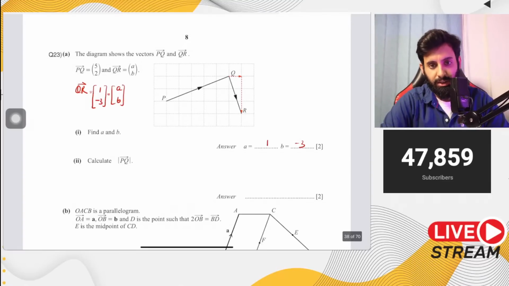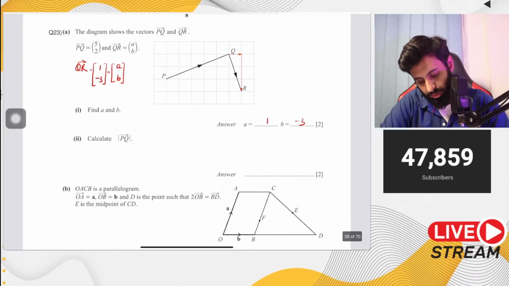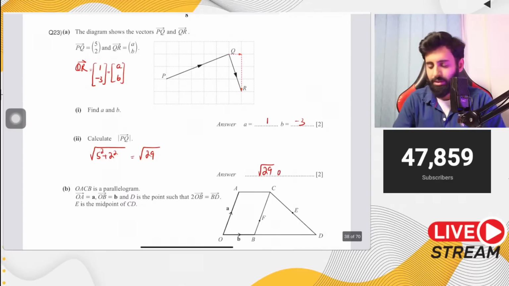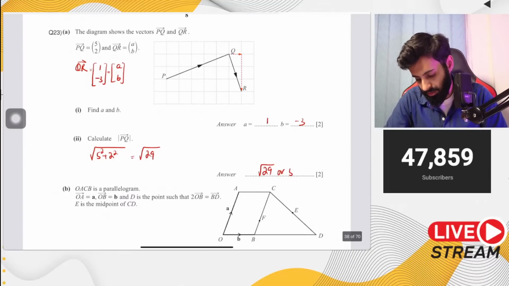Then let's see what it says. Then it says find PQ. All right, so again, pretty easy. Square root of 5 squared plus 2 squared, which means it's equal to square root of 29, and there you go. That's your answer, root 29, or it's going to be 5.385, which becomes 5.39. There you go.